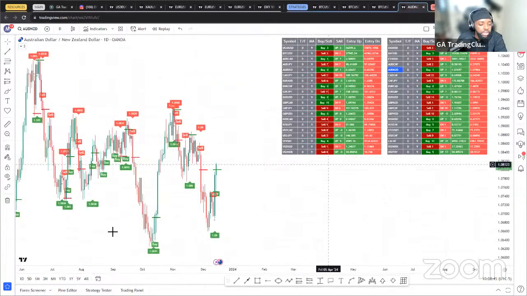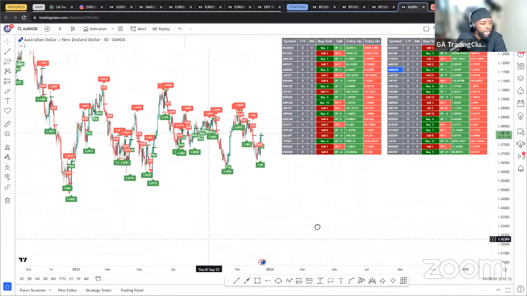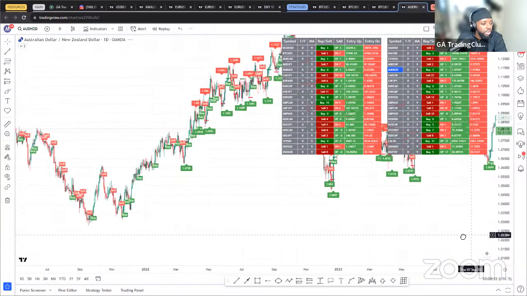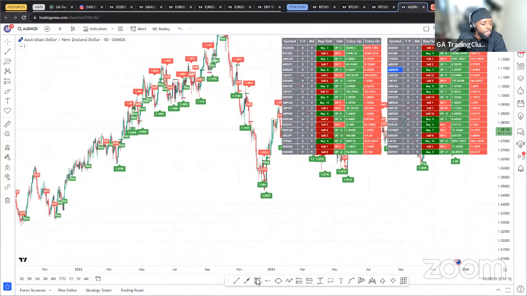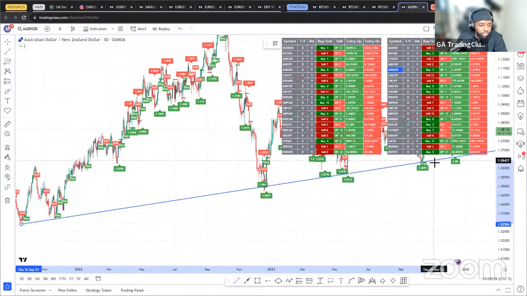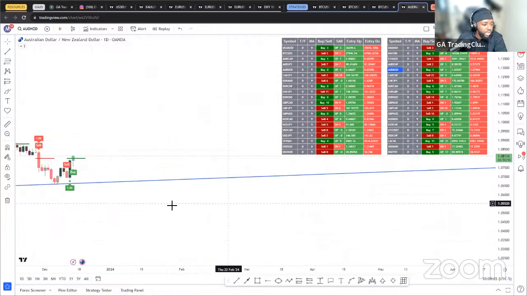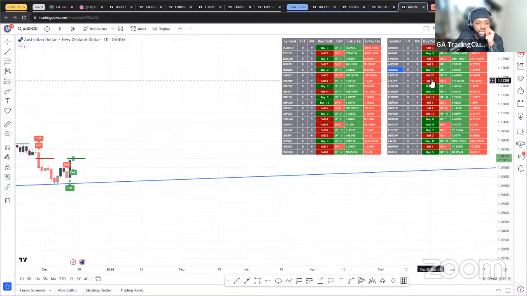Aud NZD. This looks like a good buy as well. Looks like it's in an uptrend. So this looks like a good one to stack buys on, or to do buys only if you're doing the EA.